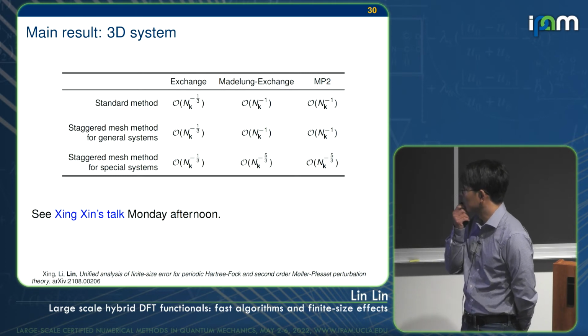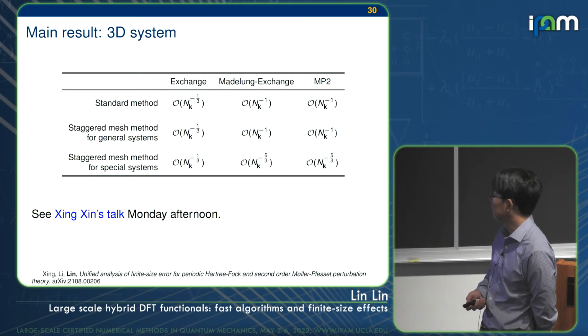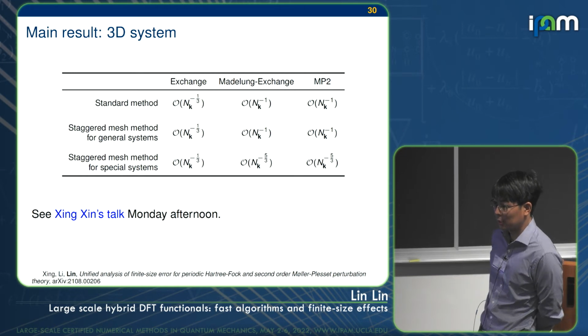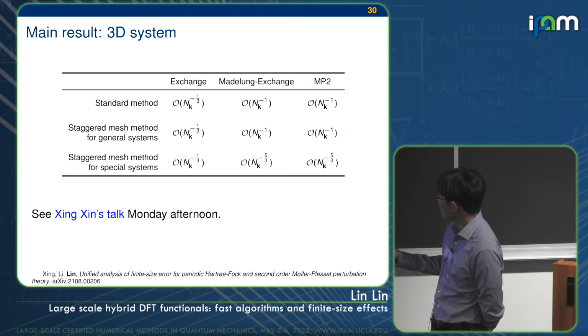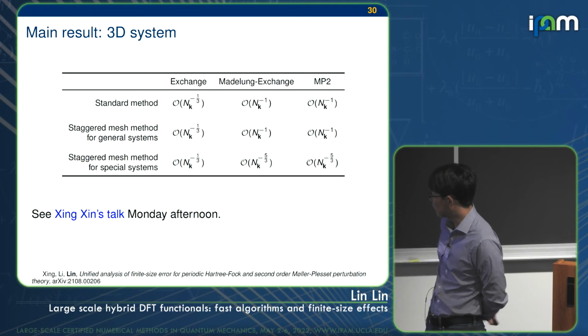You can also do it better using the so-called singularity subtraction formalism. This will improve it provably to nk to the minus 1, and with some new methods called the staggered mesh methods, you can further improve it beyond nk to the minus 1. And another thing is we can analyze MP2 calculations and get a similar convergence rate, which I won't talk about here.